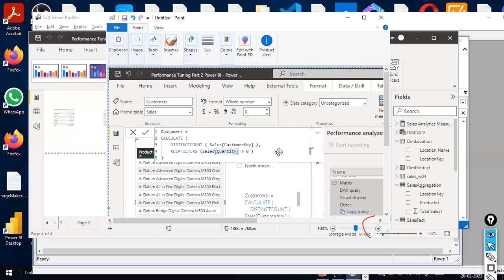With this you can find out which visuals are causing performance issues, how we can narrow down to those visuals that cause performance issues, and how we can fine-tune them. That is what I've shown in today's session.